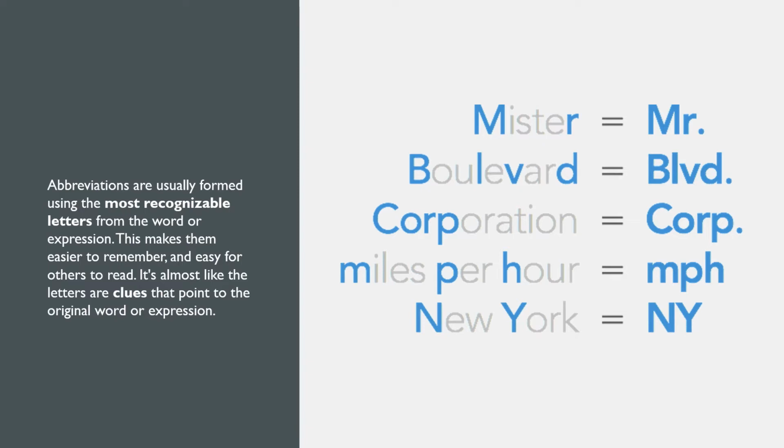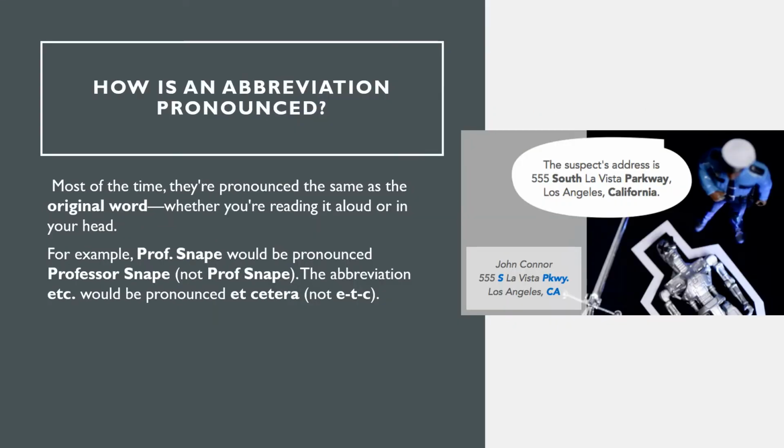We also have, for example, boulevard, which is BLVD, period. We have corporation. Corporation is shortened using the first four letters. Miles per hour is actually a shortening of a phrase. So we can also shorten phrases, or like the next example, place names. New York becomes NY. So we should be able to recognize an abbreviation.